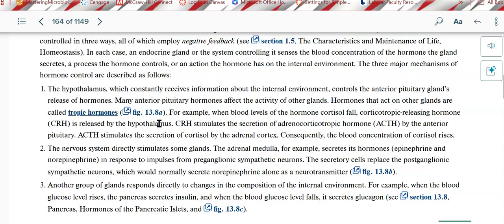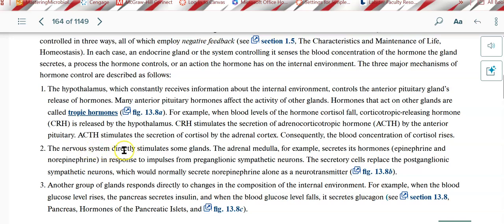It travels a very short distance down into the anterior pituitary gland where it stimulates secretion of adrenocorticotropic hormone, or ACTH. And that is actually made by the anterior pituitary gland. Then that leaves the pituitary gland through the bloodstream and stimulates secretion of cortisol by the adrenal cortex. And that, of course, makes the cortisol level rise, which shuts off this negative feedback loop. So that's one way. Hypothalamus controls the anterior pituitary gland, which in turn controls other glands.